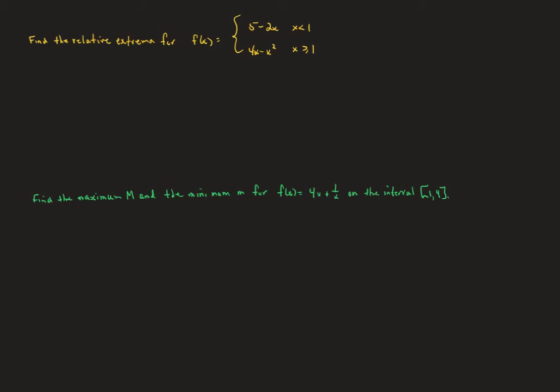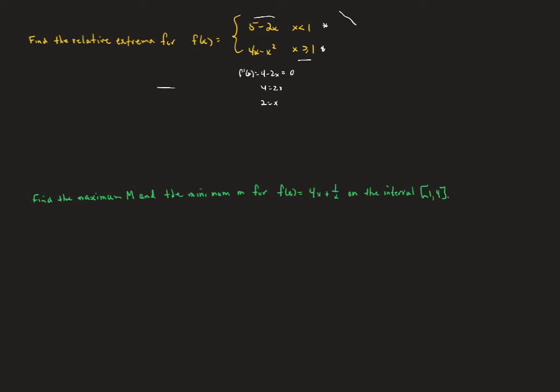So let's see if we can find the relative extrema for this piecewise function. We're looking for a relative extrema on both branches first, and then we want to consider the point where they come together. Now on the left branch, 5 minus 2x is just a line, so it's not going to have any relative extrema, so it's not going to contribute anything. Now the 4x minus x squared is a parabola that opens down, so its derivative is going to be 4 minus 2x. If we set that equal to 0, we'll get 4 equals 2x, so x equals 2.